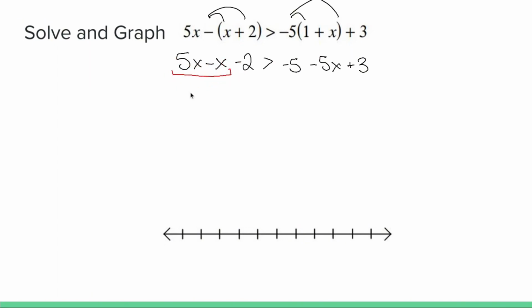So 5x minus x is 4x. That gives me 4x minus 2 is greater than. Negative 5 and 3 combine to make negative 2, and then minus 5x.